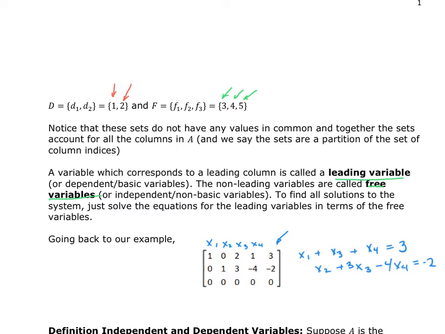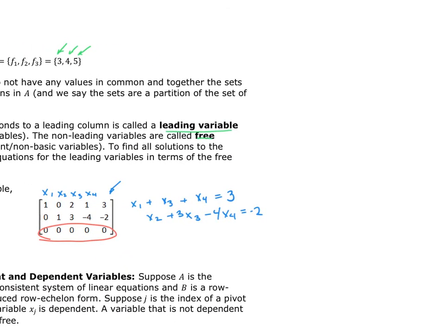So what I do then to find the solution, and I know this is consistent because this here is a row of zeros, it is a consistent solution, is that my x sub 1 is going to be dependent on my free variables. My pivot columns are dependent on the free variables. So I'm going to take these equations here and solve for x sub 1, and I'm going to solve for x sub 2, because those are my leading variables.